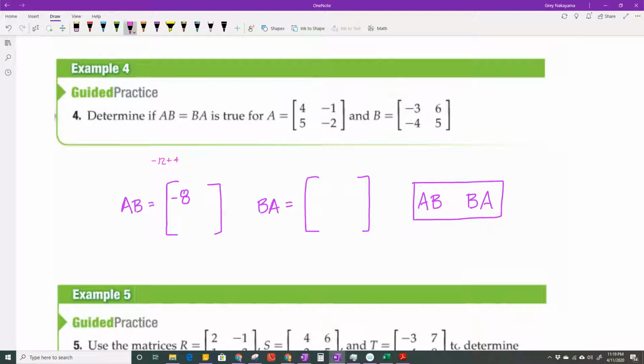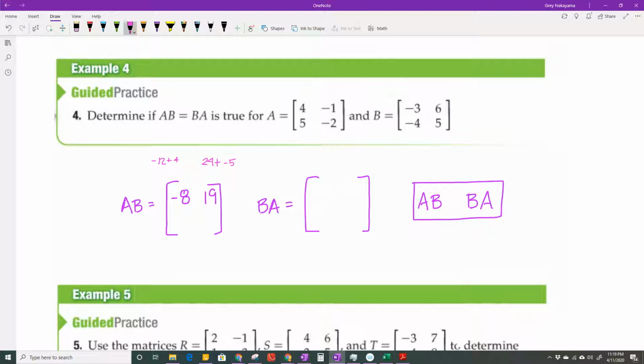Okay. If I go to the first row, second column, then I'm going to have 4 times 6, which is 24, plus -1 times 5, which is -5. So this is the one I would encourage you not to write as 24 minus 5. You need to know that you're always multiplying and then adding when you multiply matrices. So 24 plus -5 is 19.